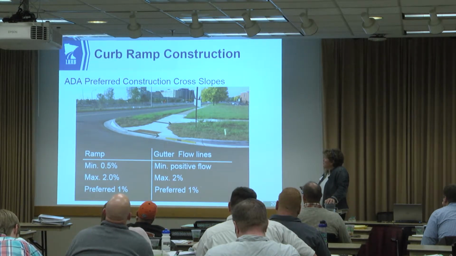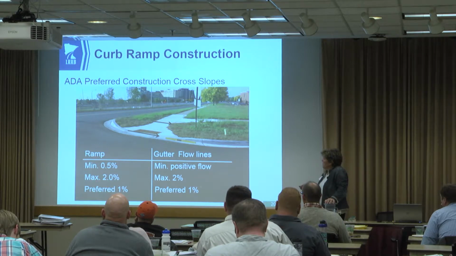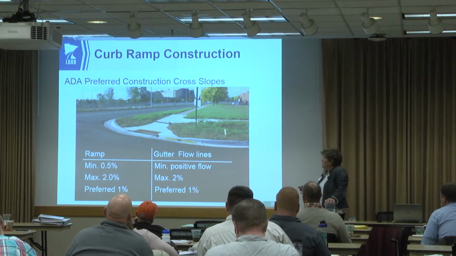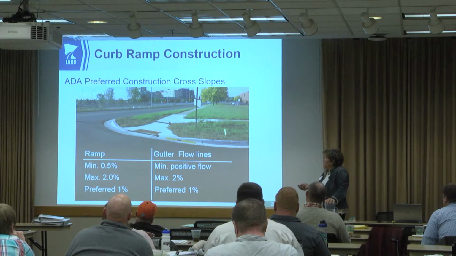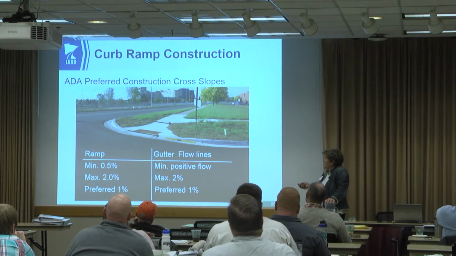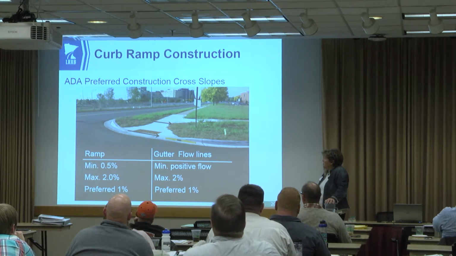Here's your maximum and preferred slopes through the cross slope. So in a ramp, the cross slope has a maximum of 2%. The minimum is 0.5%. In the gutter, what I'm proceeding this slide to say is as long as you get positive flow through the gutter, they're not calling out a minimum. 0 would not mean you have positive flow. So anything greater than that, which allows for positive flow but no more than 2%.